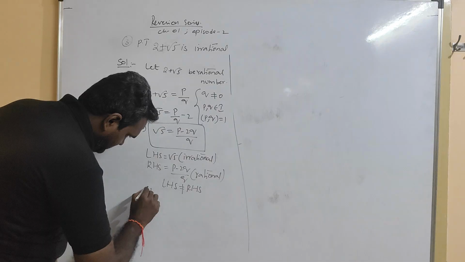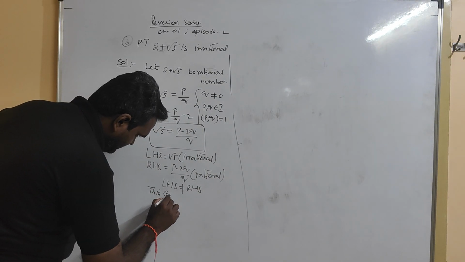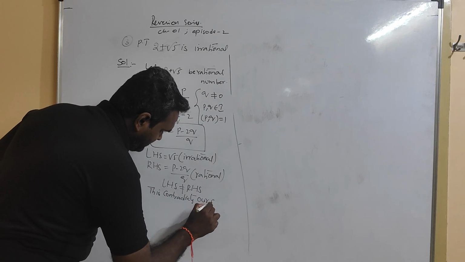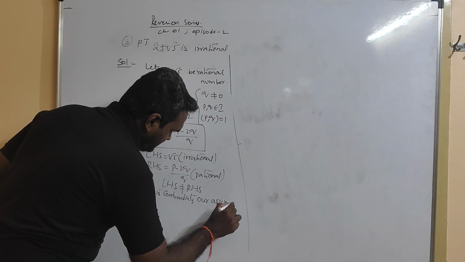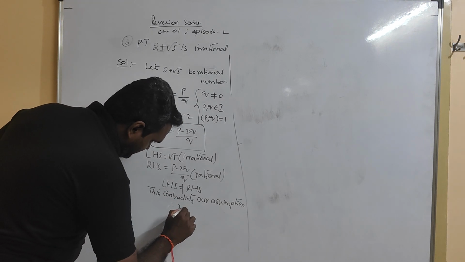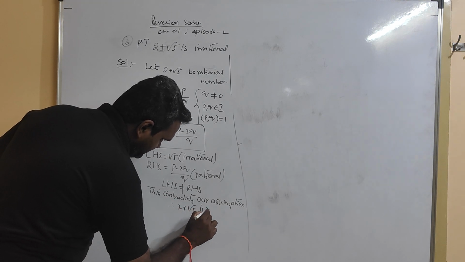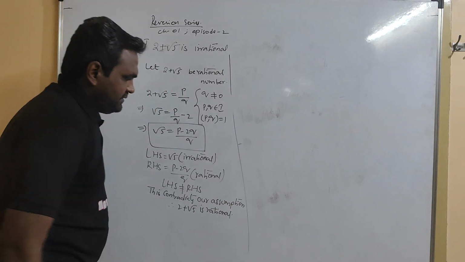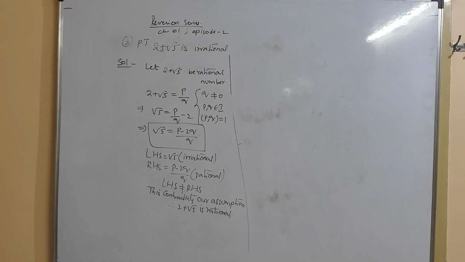This and all you know, no? This contradicts our assumption. Therefore, 2 plus root 5 is irrational. Am I clear? Simple steps only. But you have to be careful with different models, that's all. This is regarding the third problem.